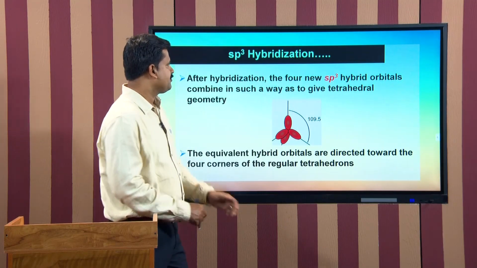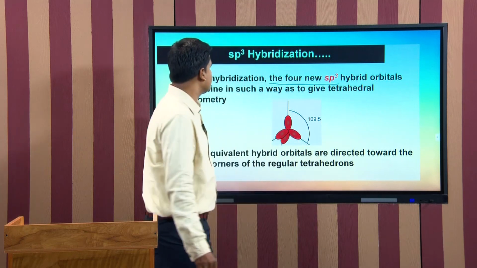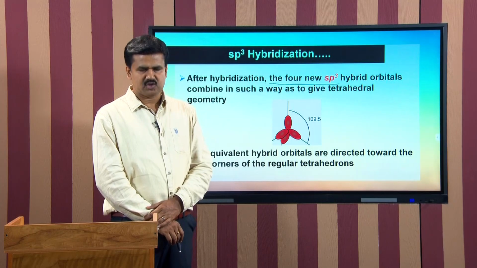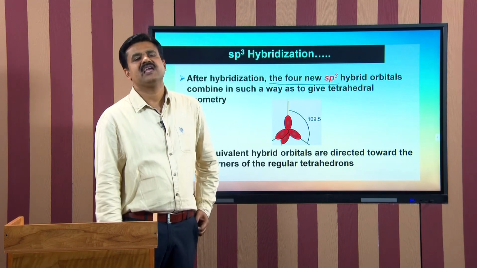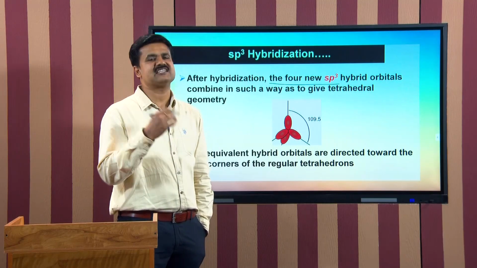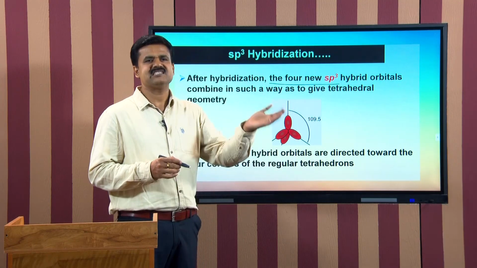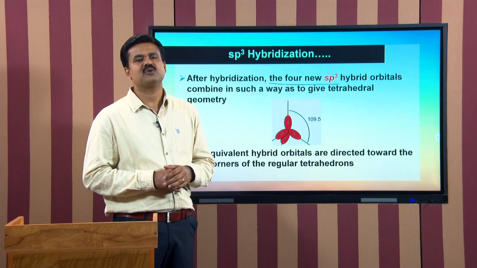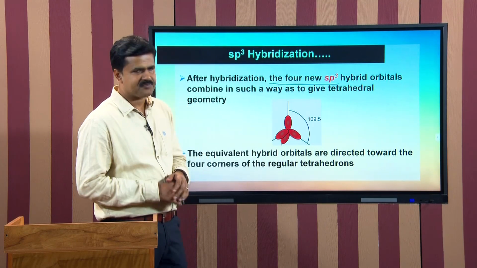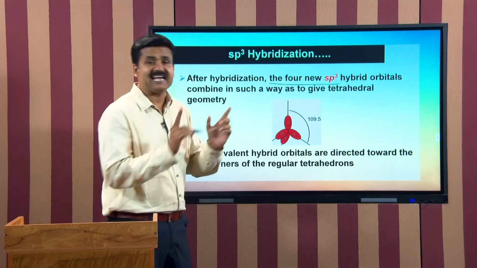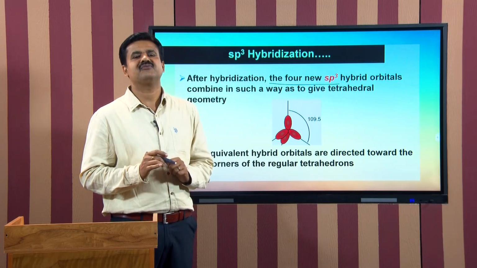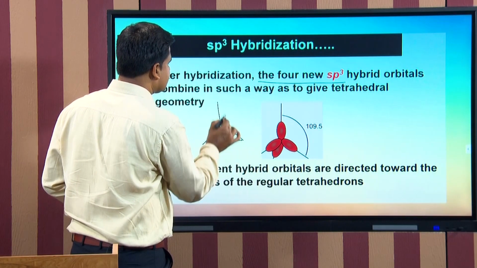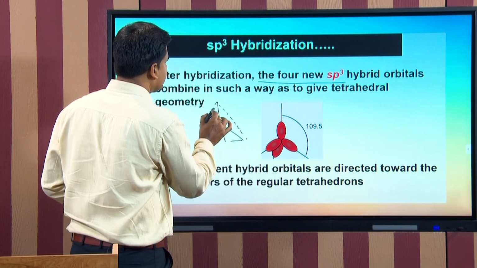After hybridization, the 4 newly generated sp3 hybrid orbitals combine in such a way as to give a tetrahedral geometry. This is a very popular fact that a molecule exhibiting sp3 hybridization will have a tetrahedral geometry, and the bond angle, that is the angle between 2 adjacent bond pairs, is 109 degree 28 minute, or theoretically 109.5 degree. The equivalent hybrid orbitals are directed towards 4 corners of a regular tetrahedron. This is a regular tetrahedral arrangement.